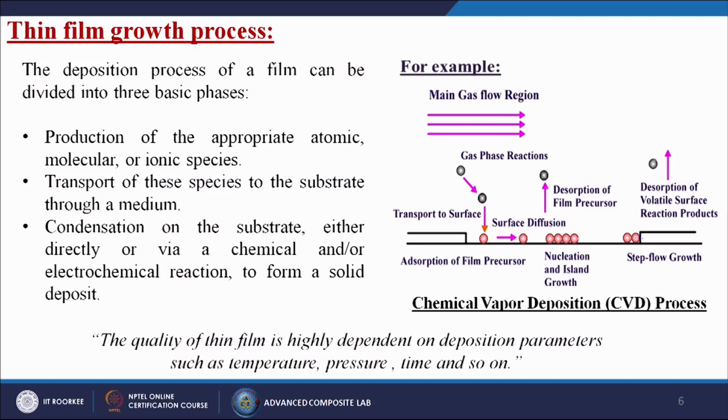So, here the gas flow is going on, then the atom is coming, first adsorption on the film precursor takes place, then nucleation of these atoms takes place, and the last one is step flow growth, meaning layer by layer it is forming and giving a coating onto the material surface.